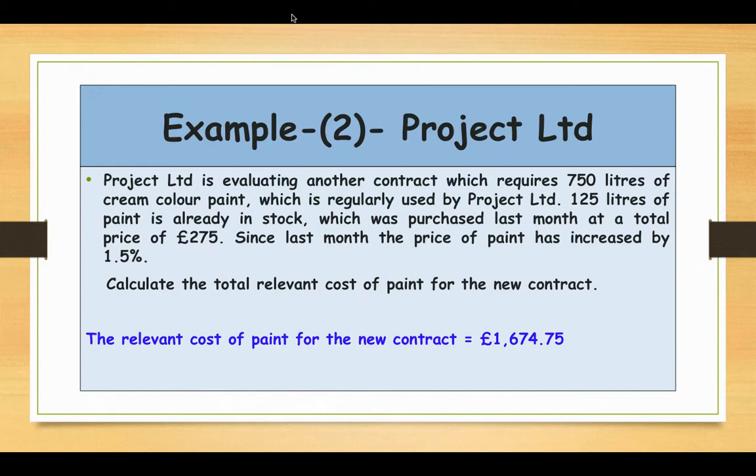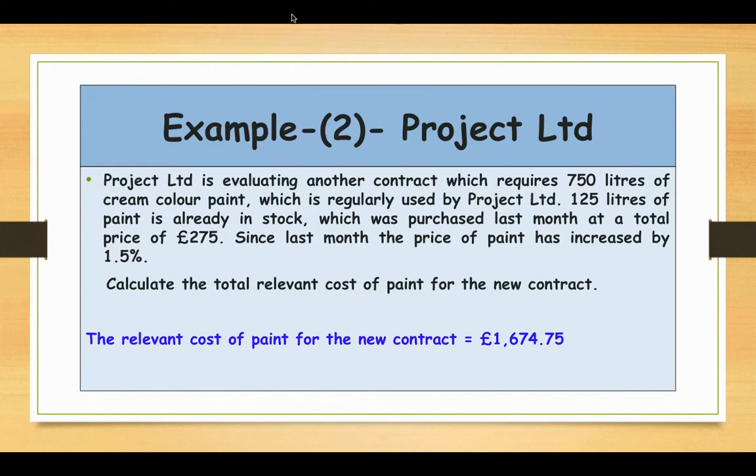Now, because the paint is regularly used by the company, the relevant cost of the paint is the market price. Okay, but we need to calculate the market price. So the price has increased by 1.5%. So we need to first calculate what was the original price paid. So the original price per litre is £275 divided by 125 litres. So that is £2.20. This was the original price.